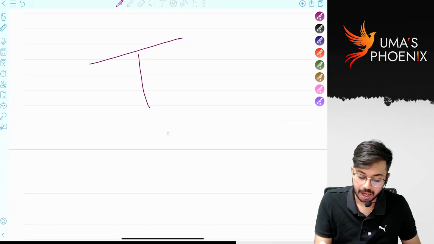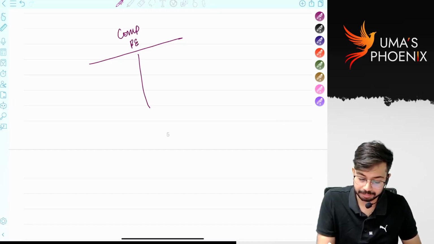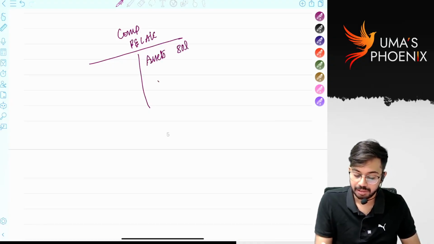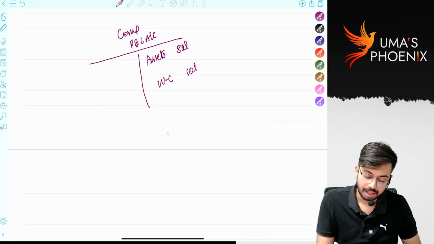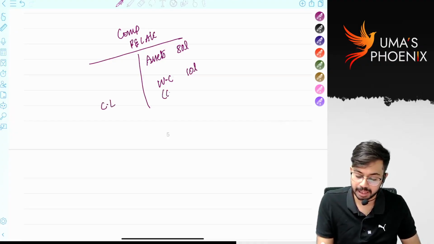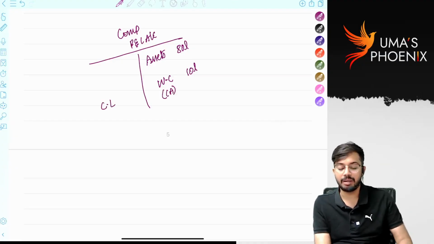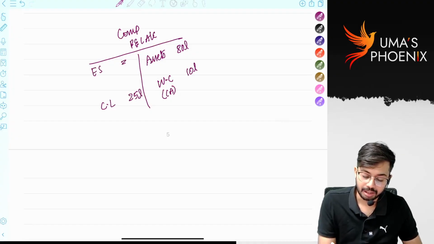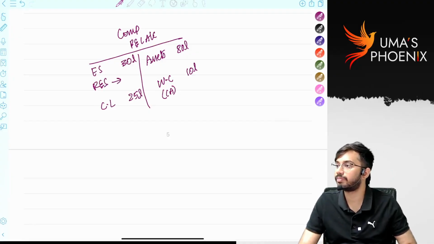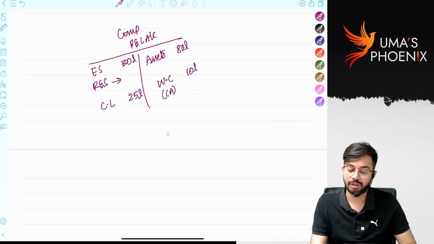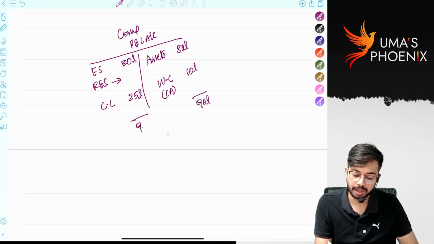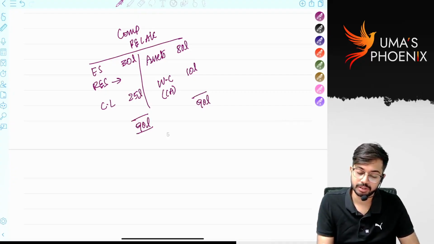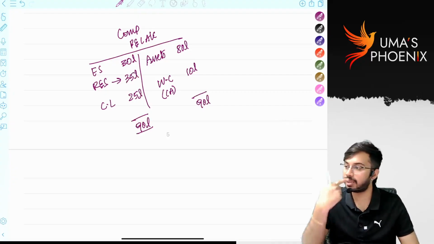For example, the company's balance sheet looks like this. Assets 80 lakhs, working capital 10 lakhs. Working capital means nothing but current assets, right? Current liabilities 25 lakhs, equity share capital 30 lakhs, reserves and surplus. How much are reserves and surplus? Calculate. Total 90, right? 90 minus 25 minus 30. How much? 35. Reserves and surplus are 35 lakhs.